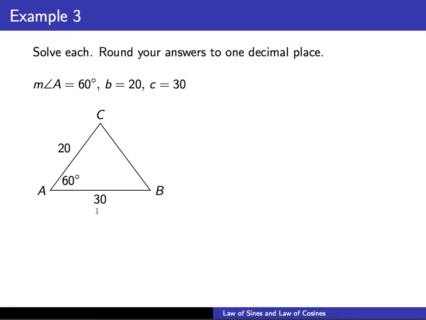Now, the good news is if you don't remember that and you try to use the law of sines, you're not going to get very far, because if I try to use the law of sines on this and try to do something like the sine of 60 over A equals the sine of B over 20, there's two variables in that equation. I'm not going to be able to know what the value of any one of them is. So if that's the case, I can't get very far. That means that I picked the wrong law to use and I need to use law of cosines.